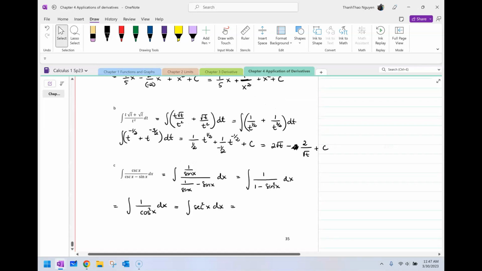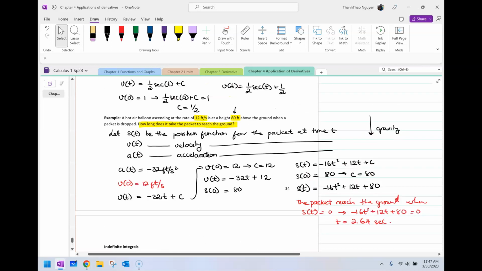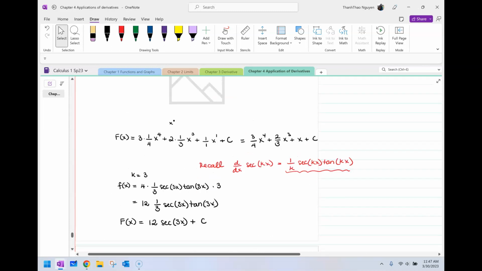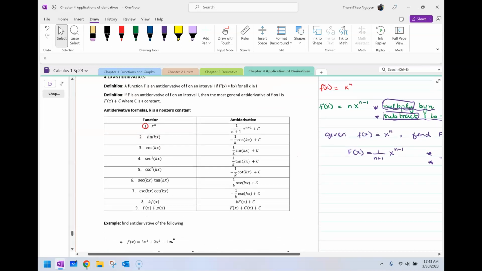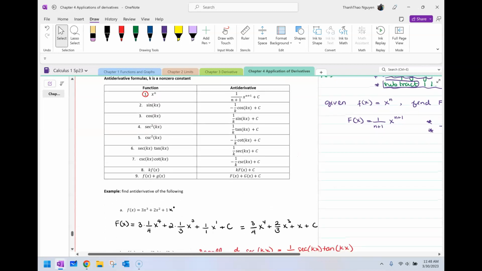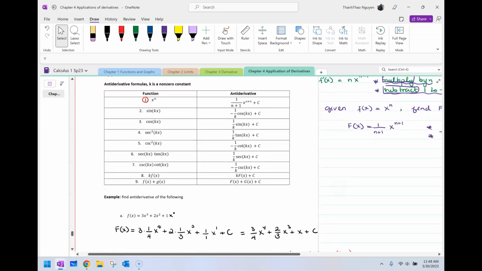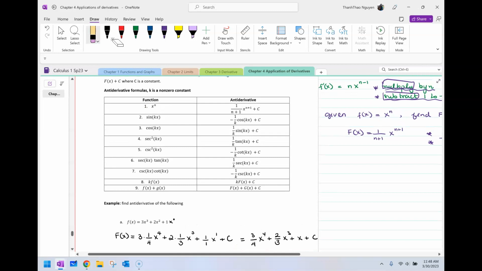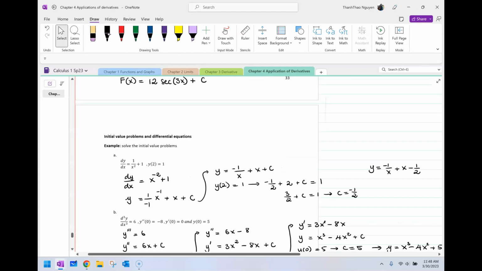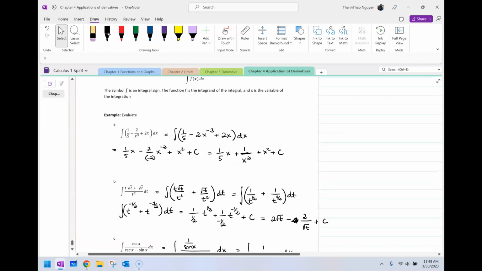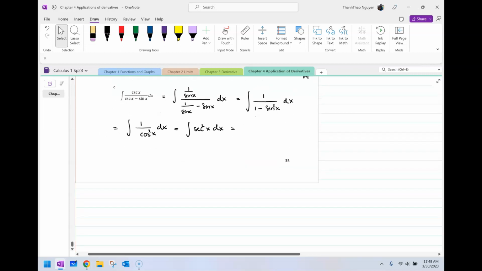Let's take a look at our rule. I don't remember. So here's the rule. The derivative of tangent equals secant squared, right? So here the antiderivative is tangent. So going back, this equals tangent of x plus c, which is a constant.